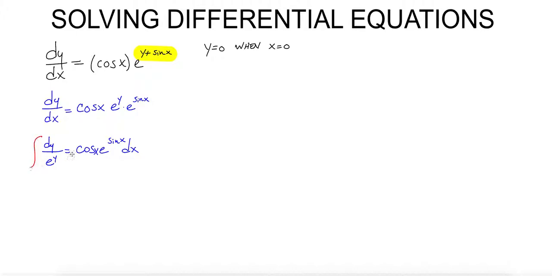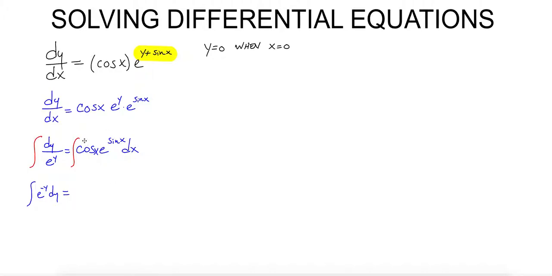I'm going to take the integral of the left and the integral of the right. We're going to take each antiderivative, and then we'll solve for c. Before I do anything else, I'm going to rewrite the one on the left. I'm going to call this the integral of e to the negative y dy.